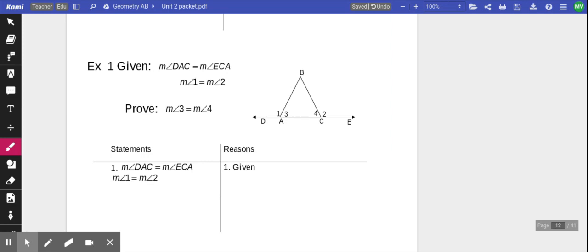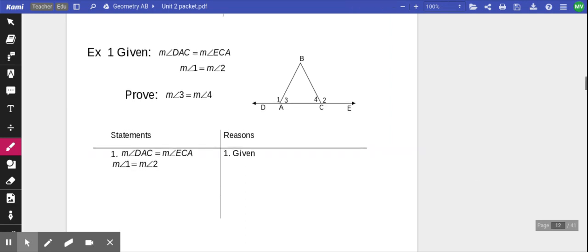ECA. And those are equal actually because they're both straight lines, but we're given, so it doesn't matter. And we know angle 1 is equal to angle 2. And we want to prove that angle 3 is equal to angle 4. Measure of angle 3 is equal to measure of angle 4. So when we do our subtraction postulate, we need to do the measure of angle DAC minus the measure of angle 1. And the measure of angle ECA minus the measure of angle 2.